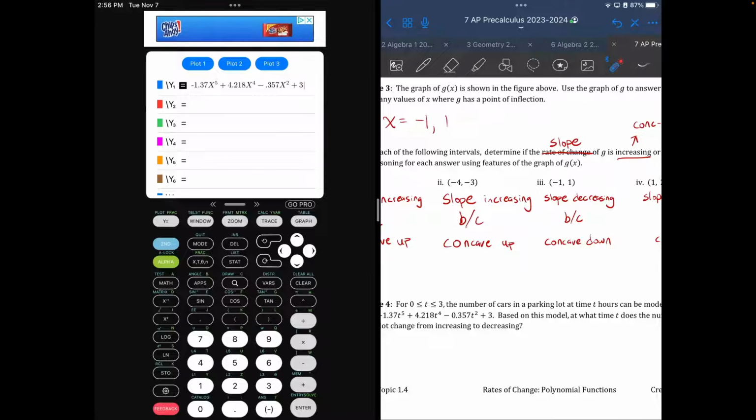I have my equation typed in here. It's beautiful. How's yours? Is yours as beautiful as mine? I messed up. What's beautiful? Oh my goodness. Mine's beautiful.